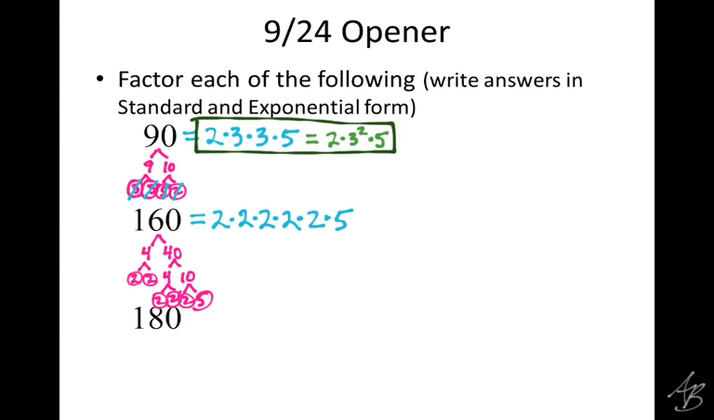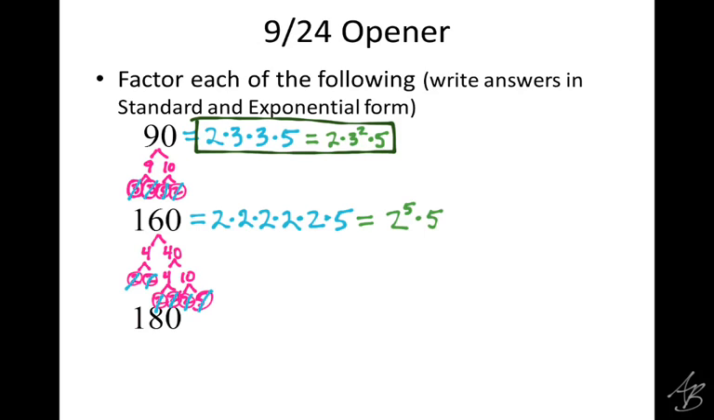Okay, let's make sure we got them. 1, 2, 3, 4, 5. That looks good. And then we've got the 5. All right, so there's your standard form. This one's going to be a lot shorter with exponential form, right, Jack? What's that going to be? 2 to the 5th power. Okay, 2 to the 5th power times 5.